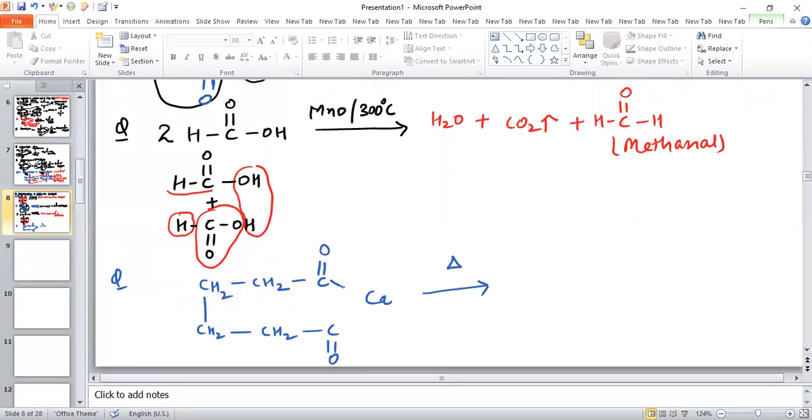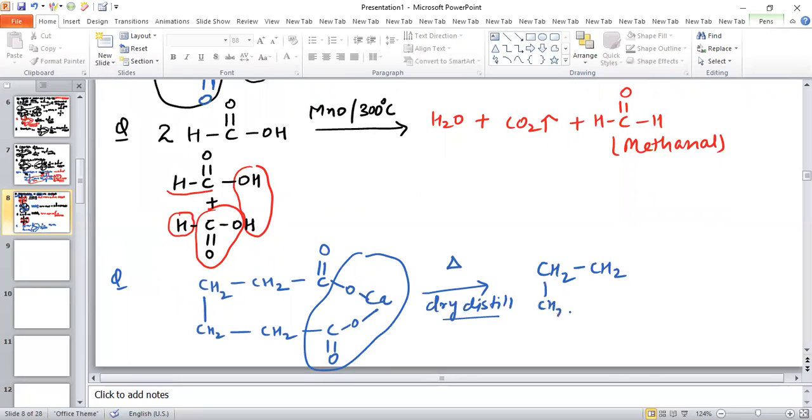This is C double bond O and oxygen. This is also O and calcium. Now on heating, we will do dry distillation for this reaction. On heating, calcium carbonate will be removed. So when calcium carbonate is removed, it will form CH2, CH2, CH2, and CH2, and basically C double bond O. So this product is obtained.